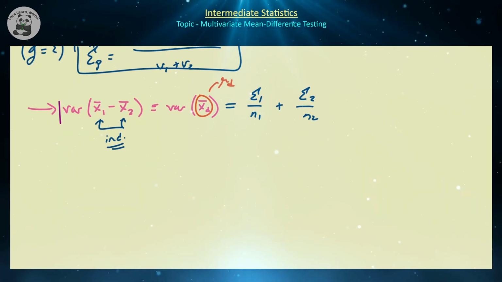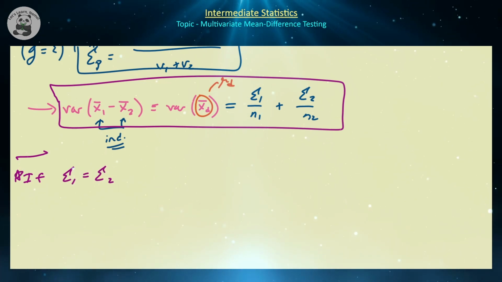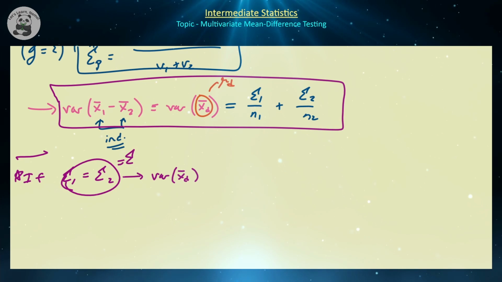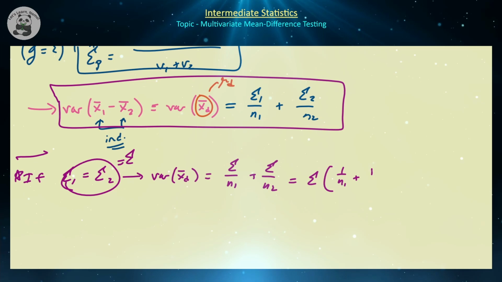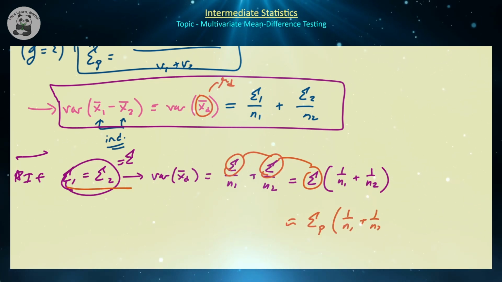So this is where the story, of course, changes depending on the pooled versus unpooled variance t-test. If we have evidence to believe that sigma 1 and sigma 2 are equal to each other, then we can just call them equal to, say, sigma for the variance of x bar d. So this is going to be equal to sigma over n1 plus sigma over n2, which is just equal to sigma times the constant 1 over n1 plus 1 over n2. Therefore, instead of approximating sigma 1 and sigma 2, we're actually just approximating sigma. So what's a good reasonable approximation for sigma? Since we know they're equal to each other, both sigma hat 1 and sigma hat 2 are good choices. So we can approximate this with the pooled covariance matrix times 1 over n1 plus 1 over n2.